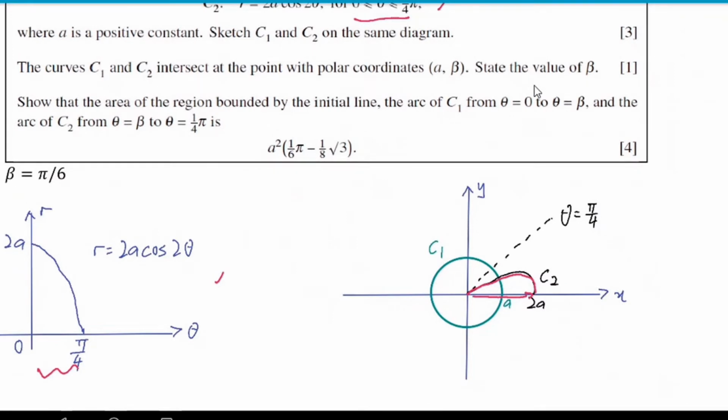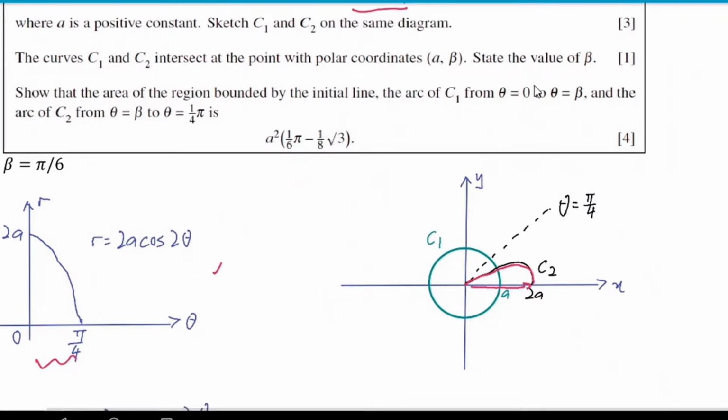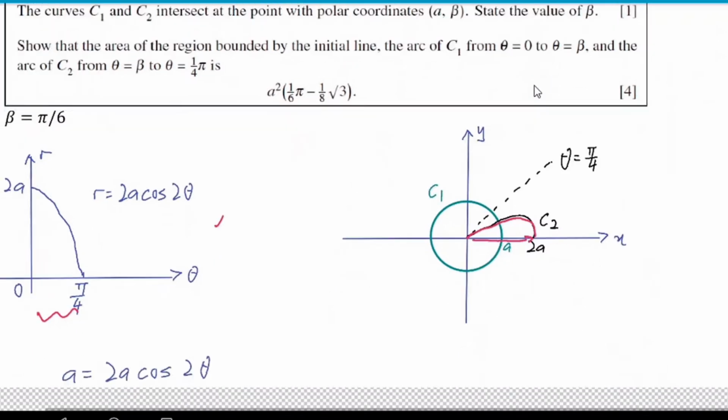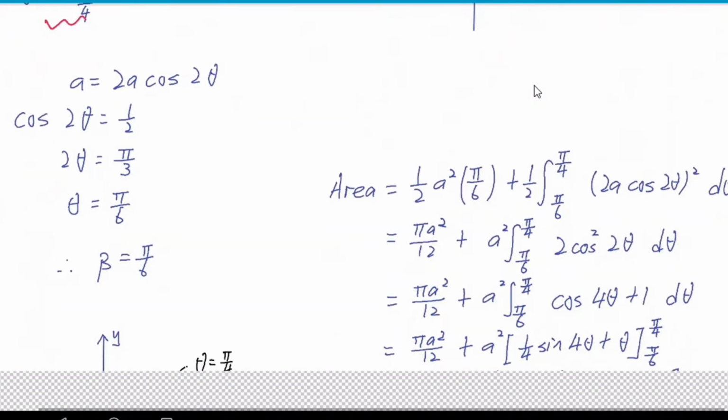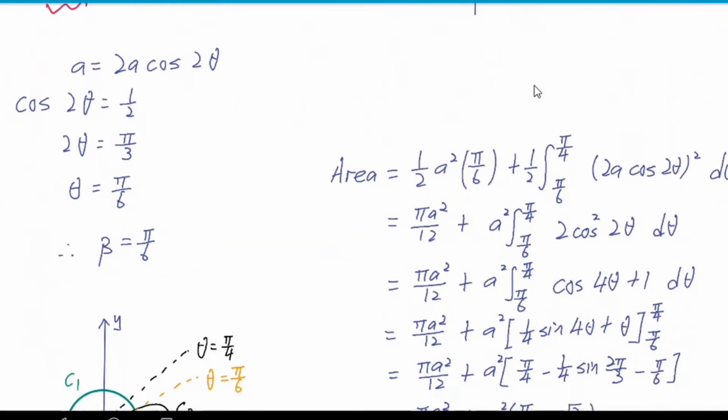The curves C1 and C2 intersect at a point with the polar coordinates a and beta. State the value of beta. So they will intersect at some point, and we just have to find the intersection: equate the two r's and solve for theta. The value at the intersection will be pi over 6, when we solve the intersection.